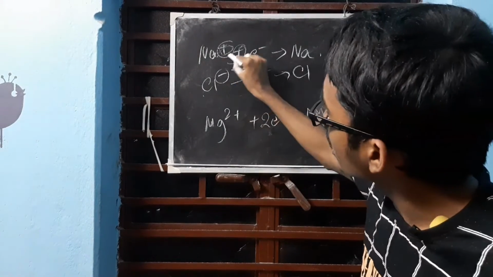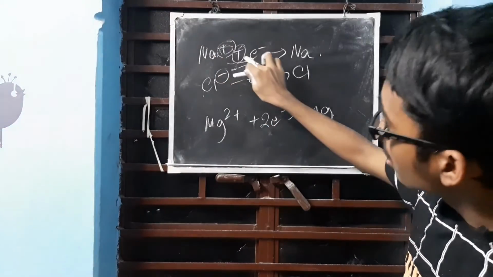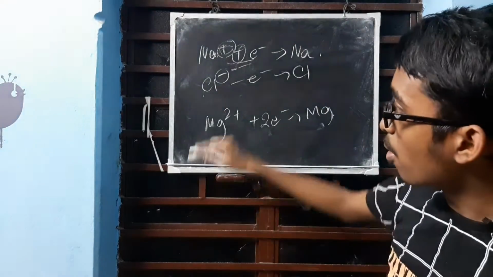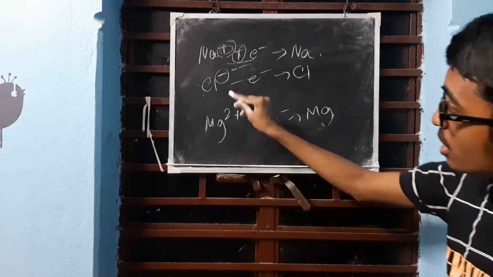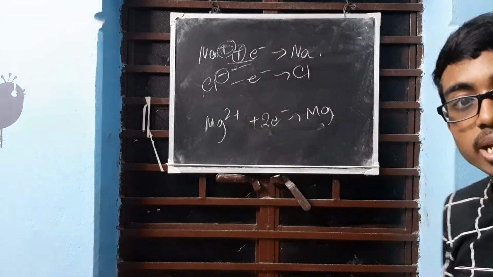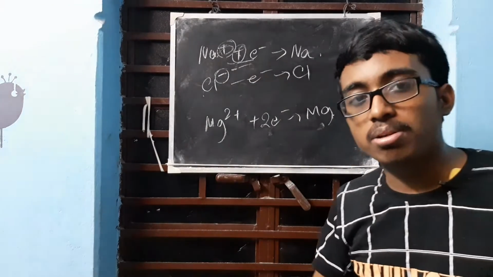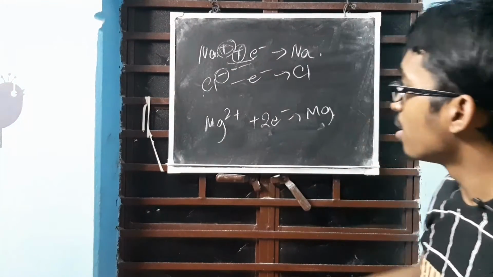Check properly this side. This positive sign, here also positive sign will sit. Cannot be a negative sign sitting there. Clear? You see this sign, this will also be the same sign. Clear? Now applying this to electrolytes, electrolysis.